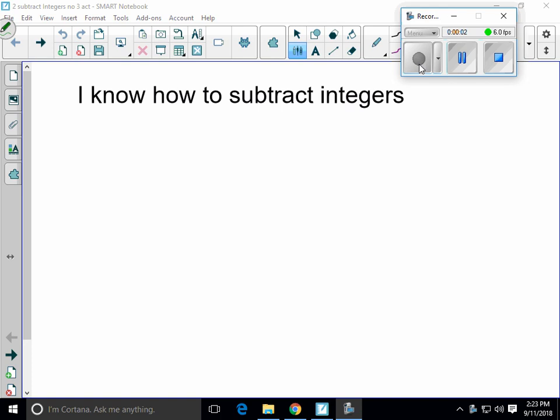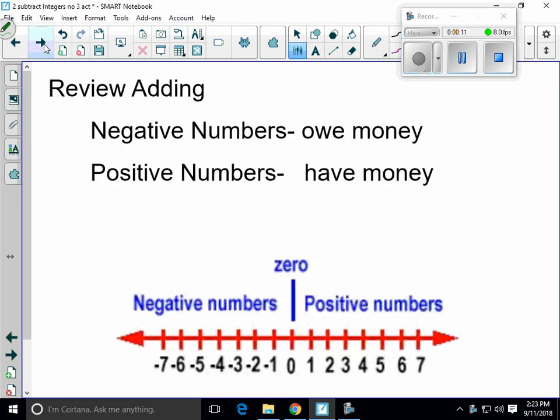In this video, we'll first review how to add integers, and then we'll move on into subtracting integers. Okay, so for a little review for adding. When you have negative numbers, I want you to think of owing money. And when you have positive numbers, I want you to think of having money. Okay, so if you have negative 5 plus 3, you owe $5. You have 3. Okay, when you pay them the 3, you're still going to owe 2.